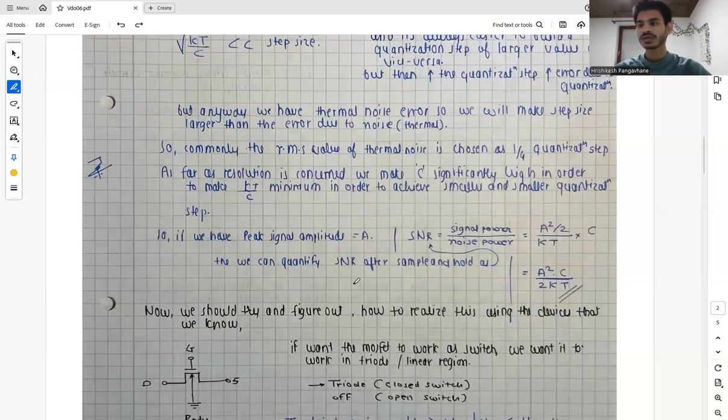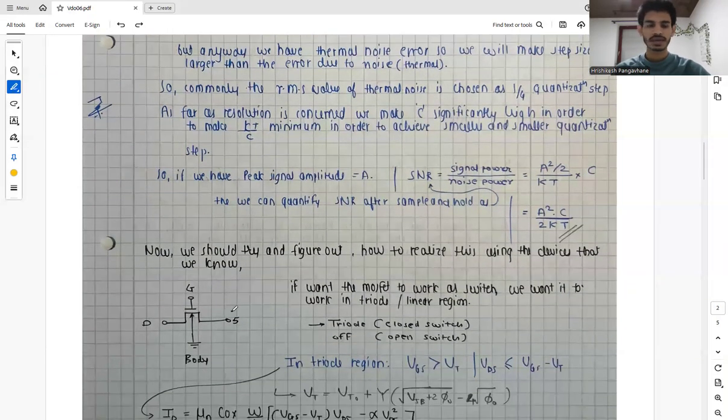Now we should try and figure out how to realize this using a device that we already know. We now know how to design a sampler, or what things we require while designing a sampler. While designing sample and hold, we have to design it on a circuit level using components which we know. The best choice for making a switch is a MOSFET. It's a MOS transistor, and this is the basics of the MOS transistor.